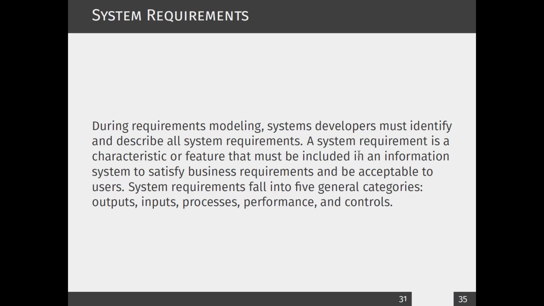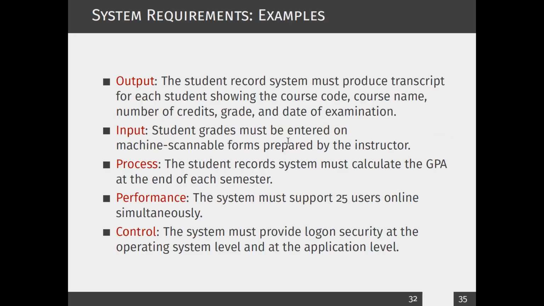So there are different categories. We have output, input, process, performance and controls. So let me give you some system requirement examples. When you say output, for example, the student record system must produce a transcript for each student showing course code, course name, number of credits, grade, and date of examination. So this is the output requirement.